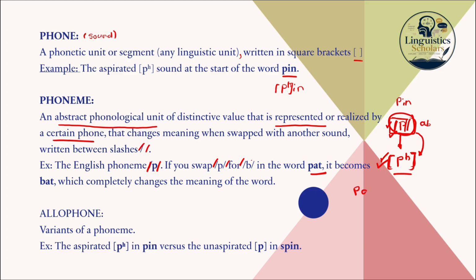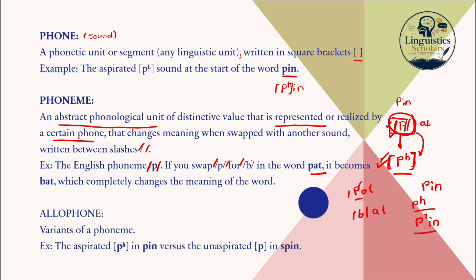The English phoneme p, if you swap p with b in pat, when I say pat, but the phoneme is replaced by b, it becomes bat, right? It completely changed the meaning of the word. But by changing the phone, there is no such difference. Let's say I have produced the word pin with aspiration, or with unreleased p, but it is not possible in regular speech.